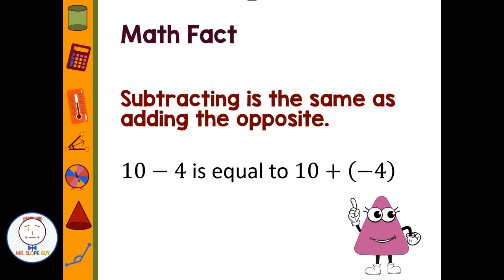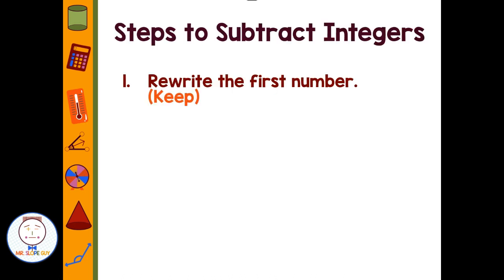Subtracting integers is the same as adding the opposite. So 10 minus 4 is equal to 10 plus negative 4. So let's write down these steps for subtracting integers.